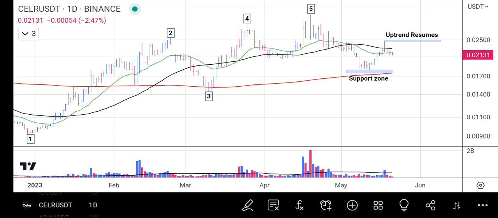5. And the sellers gained a lot of strength from point 5, sending it downward towards the support zone around the 200-day moving average before the buyers started pushing the price upward again.